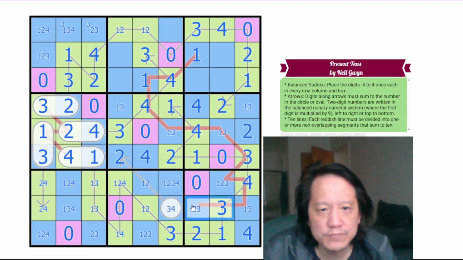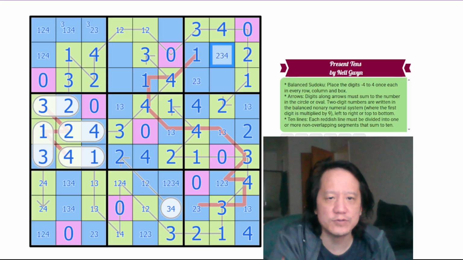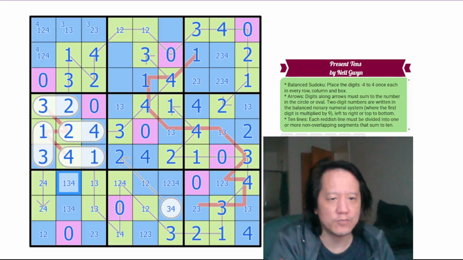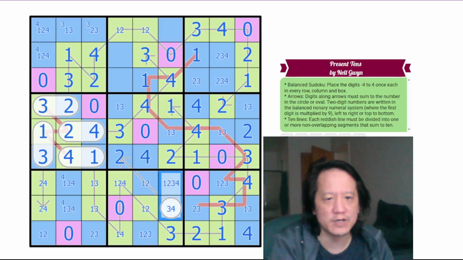Okay. That means this is negative 2 or 3. And we have negative 2, 3, or 4 here. Negative 4 eliminates negative 4 here. So one of these two digits is negative 4. Therefore, this can't be negative 4 here. One of these two digits cannot be negative 4, so one of these two digits must be negative 4.